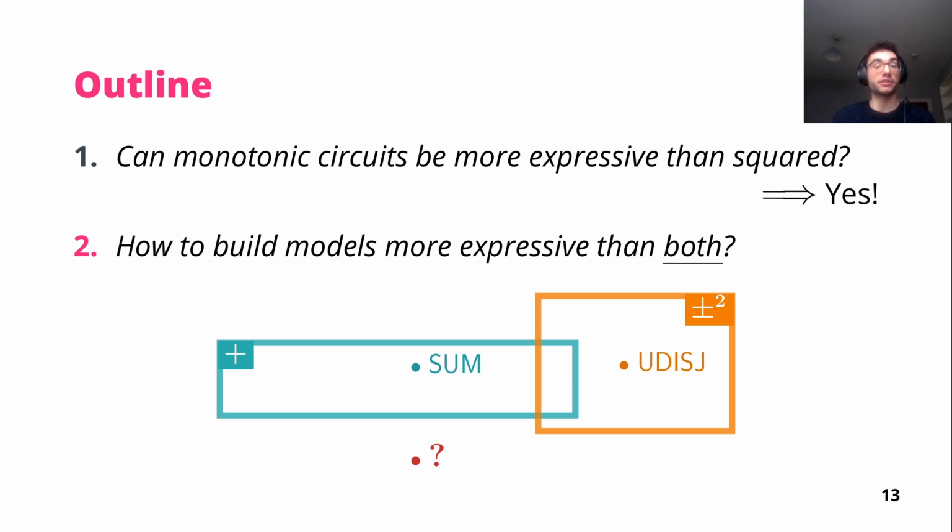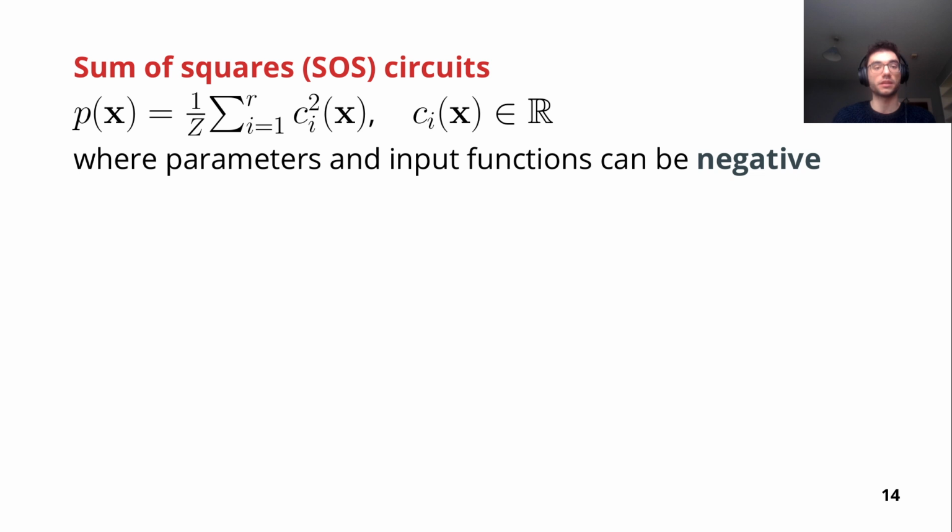Now, our results tell us that monotonic and squared circuits exhibit different kinds of expressiveness limitations. A natural question now is how to build circuits more expressive than both. Answering this question is related to finding challenging distributions for both monotonic and squared circuits. We identify such a class of circuits to be sum of squares circuits, or SOS circuits. SOS circuits define a probability distribution as proportional to the sum of two or more squared circuits with real parameters.